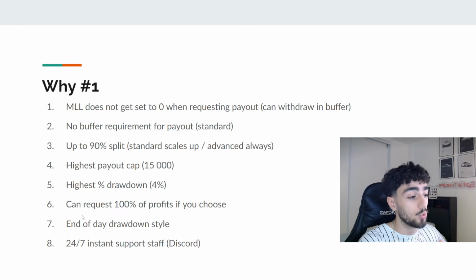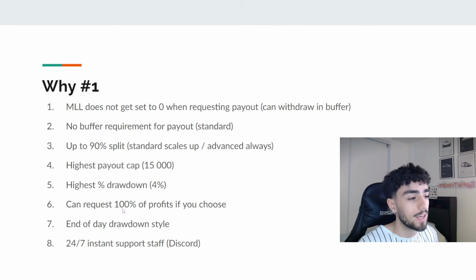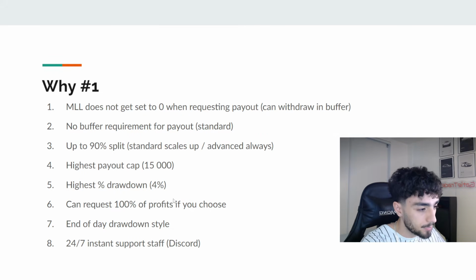You can request up to 100% of your profits on a standard account. What does this mean? This means if you make $500, you can request $500. If you request $1,000, you can withdraw $1,000. If you make $5,000, you can withdraw $5,000. Now that would blow your account because you're going below the maximum loss limit, but nonetheless, you can do it. You have the freedom to do what you got to do, right? As opposed to other firms like TopStep, you can only request up to 50%.